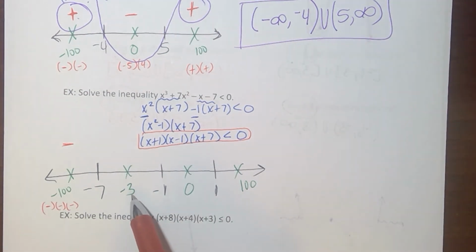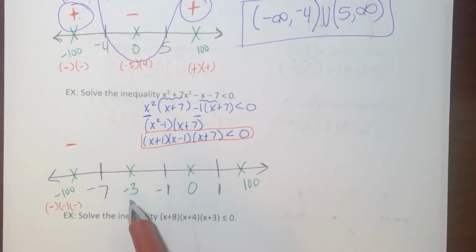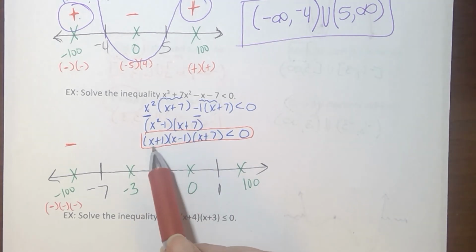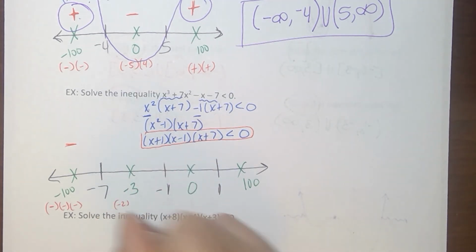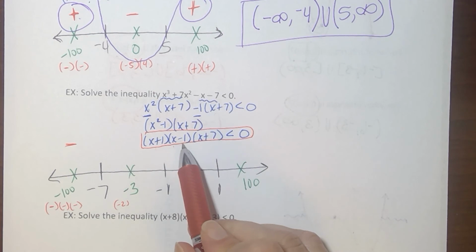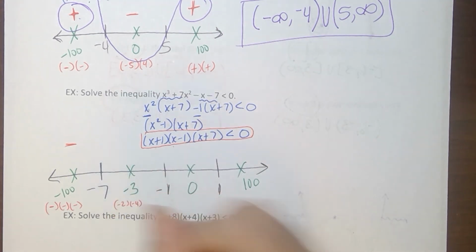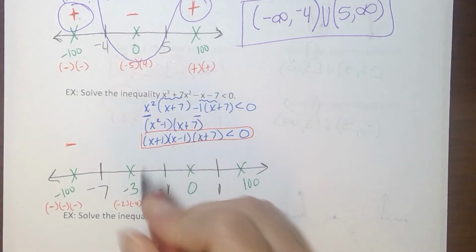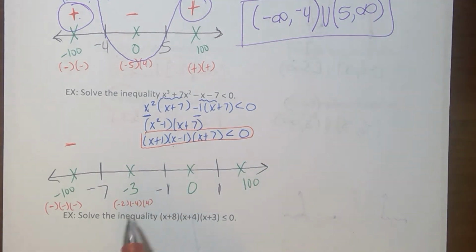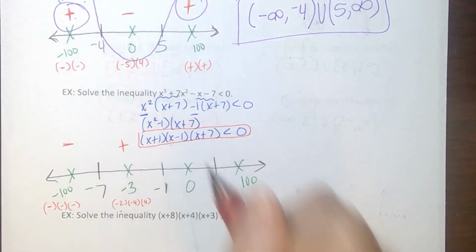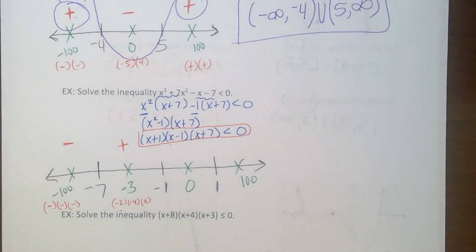This one I have to pay a little closer attention to because I need to make sure that I end up with the correct value. Negative 3 plus 1 is negative 2. Negative 3 minus 1 is negative 4. And negative 3 plus 7 is positive 4. So I have a negative times a negative, which is a positive, times a positive. So this interval has all positive values.